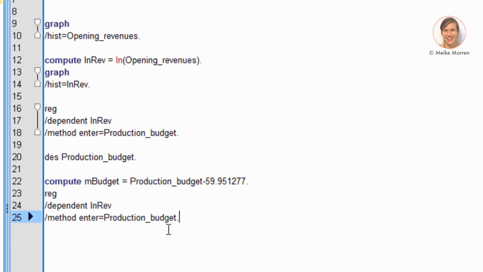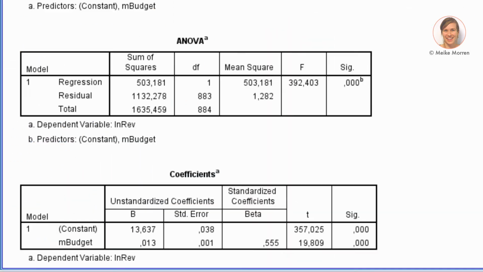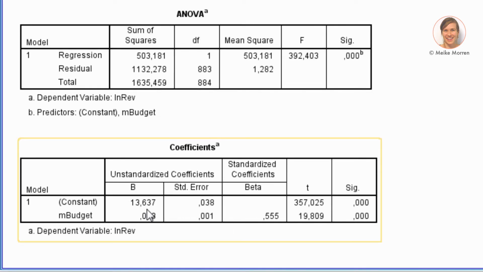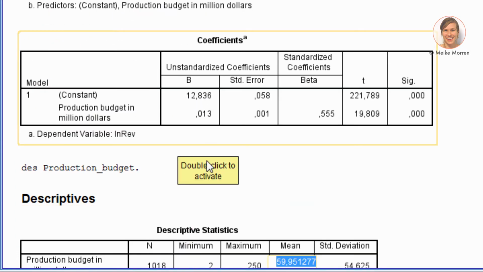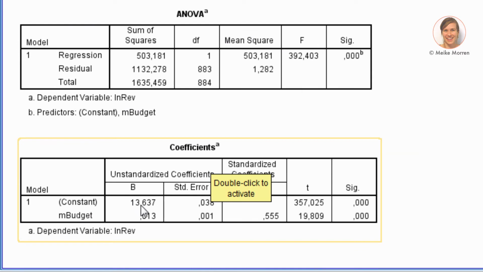And we're going to do the same regression analysis, but now with the mean-centered variable. Now you see that the coefficient is still the same, because a 1 point increase is still the same. However, the constant changes, right? Because previously this was 12.8, but now it becomes 13.6. Now it still is the same, you still have to interpret it in the same way.